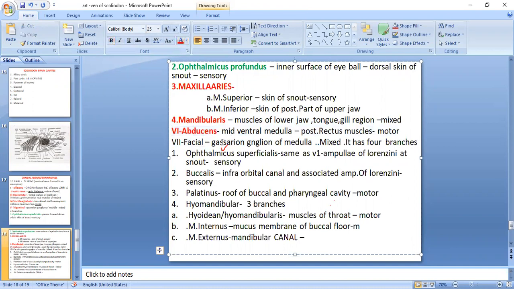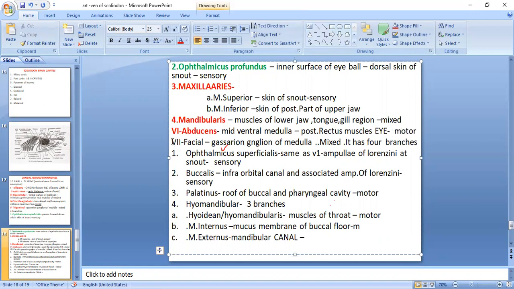So it is produced in the mid-ventral part of the medulla. Okay, so it supplies, or it is supplied to, the posterior rectus muscles of the eye. So it is motor in function.